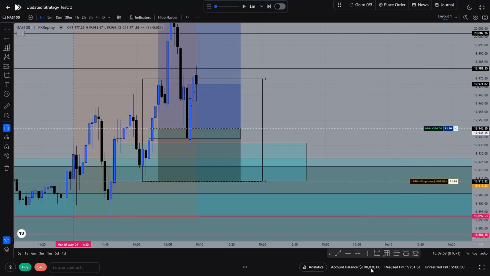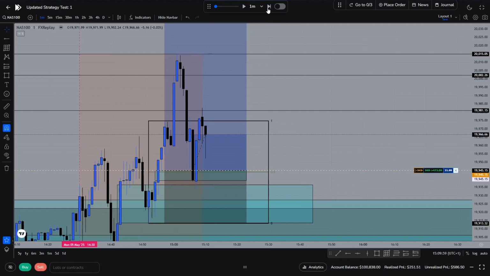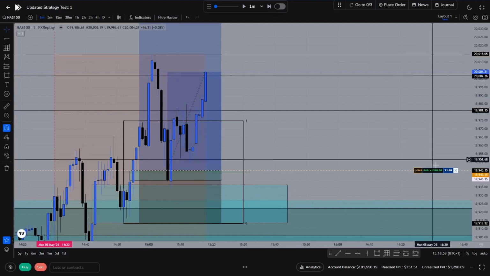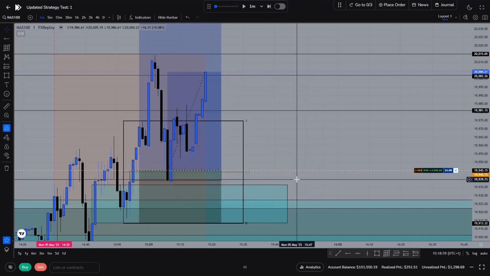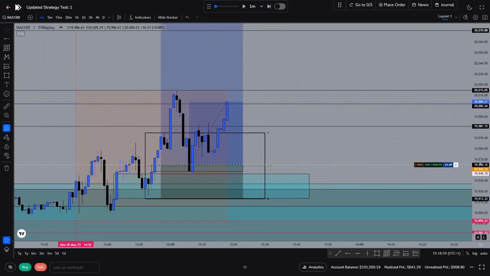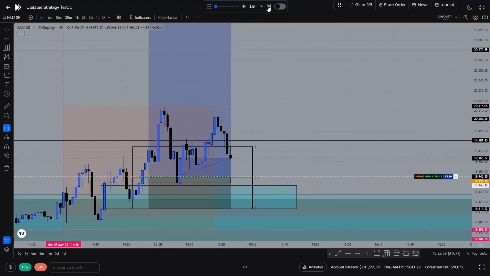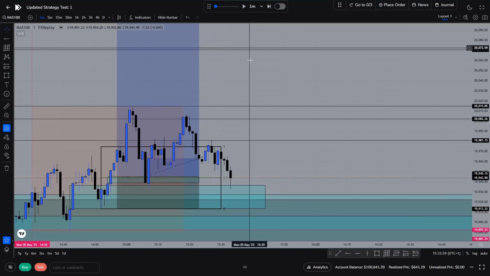I made 838, leaving 250 still on the table. Break even that. Let's go. TP2. Close again, 30%. What's next? The next TP, where we remove 20% this time, or we get stopped out at break even. There we go, break even.